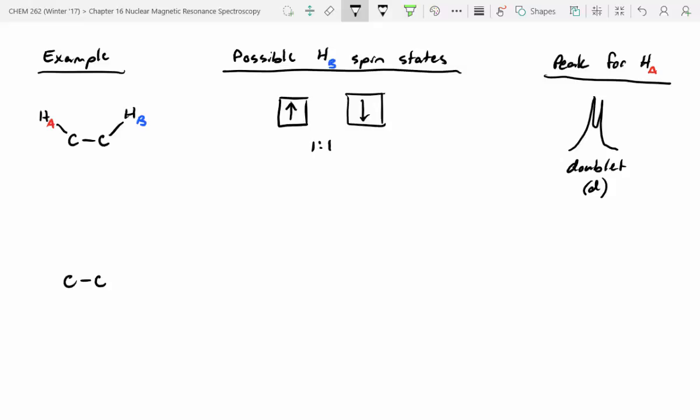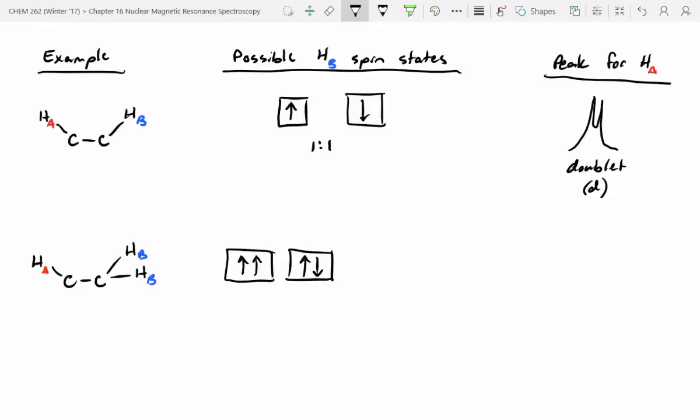Okay. Now let's look at a more complicated example. Let's say we've got two neighboring protons in that HB position. So HA is still over here, but we've got two HBs. Now things get a little bit more complicated because we've got two HBs, right? Both of them could be spin up, so that's one probability. So I'm going to say, all right, that's possible. Another option is one could be spin up and one could be spin down. So I'll say that's also probable.